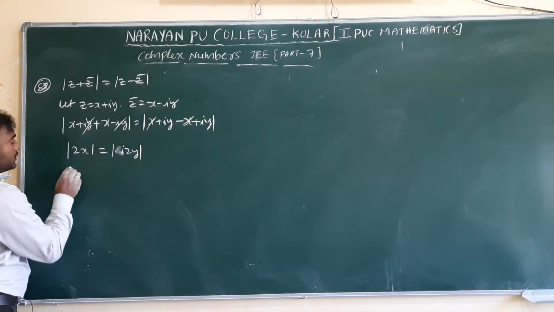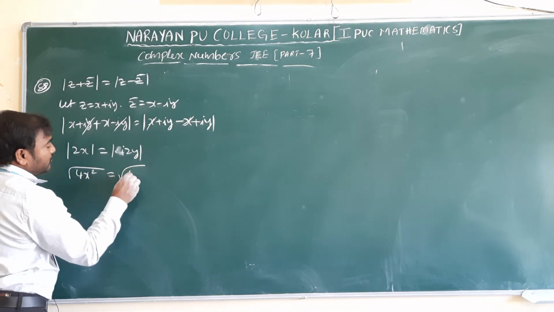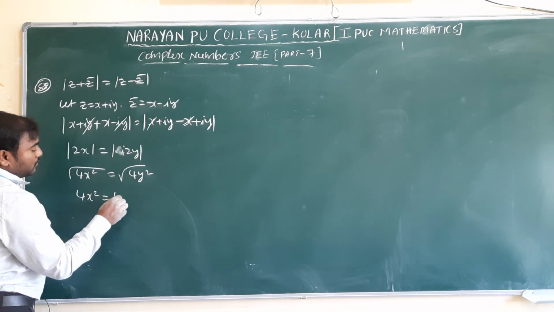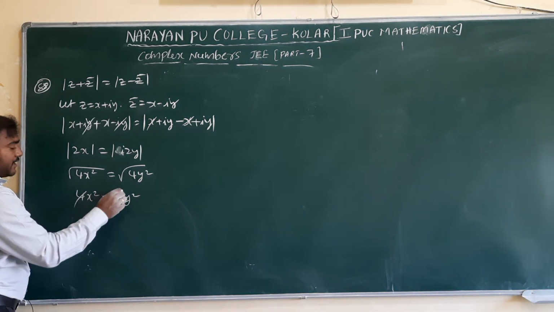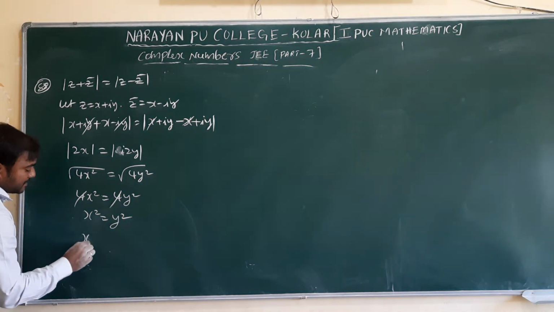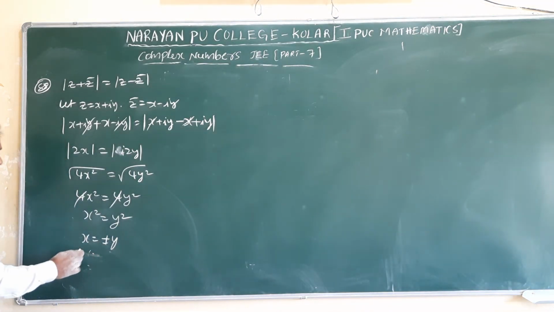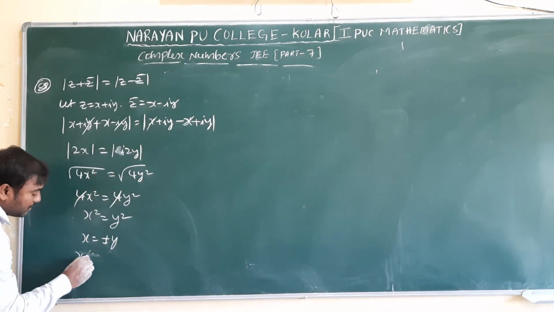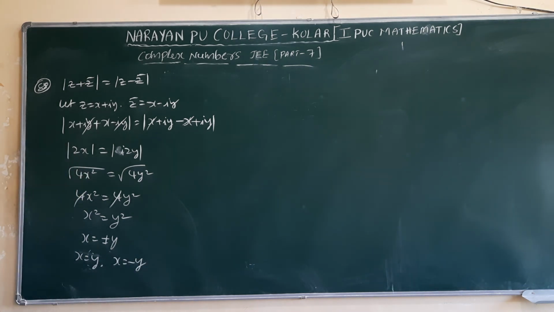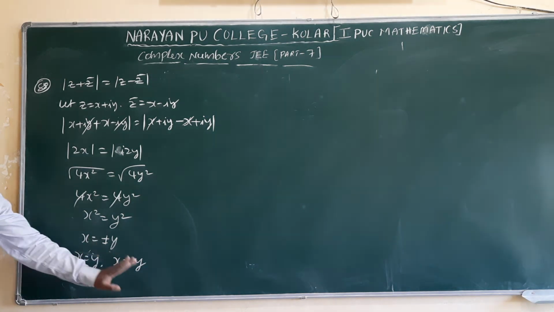Now here square root of 4x square is equal to square root of 4y square. Squaring on both sides we are getting 4x square is equal to 4y square, 4 gets cancelled, so x square is equal to y square, and x is equal to plus or minus square root of y square, which is y only. So x is equal to y and x is equal to minus y. Here we are getting the equations of straight lines, a pair of straight lines.